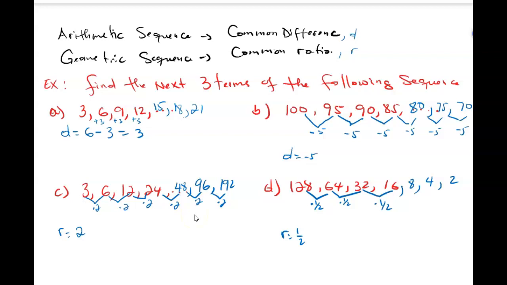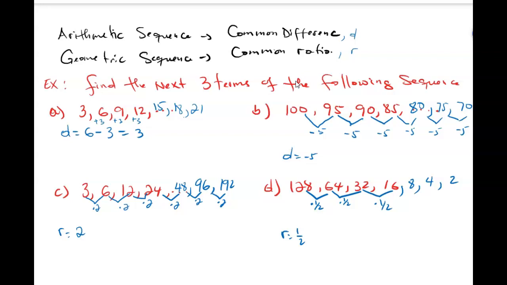You cannot find the missing term if you don't know what your common difference or common ratio is. If a problem asks you to find the missing term of a sequence, the first thing you need to ask yourself is, what type of sequence am I dealing with? Is it an arithmetic sequence or a geometric sequence? Once you find out, if it's an arithmetic sequence, you need to find your common difference. And if it's a geometric sequence, you need to find your common ratio.